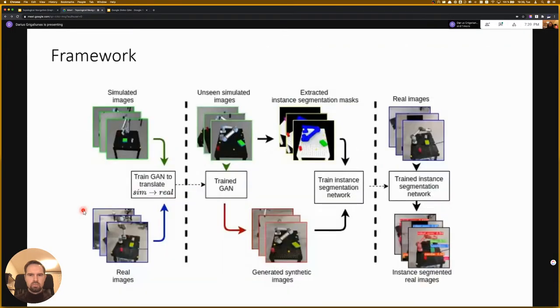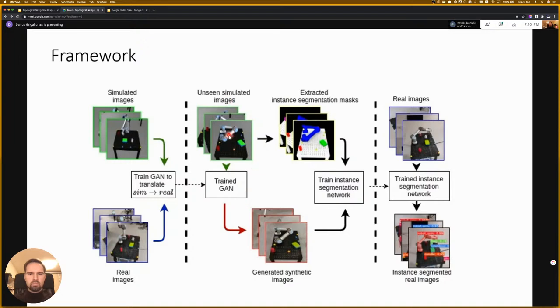And these unsupervised GANs allow us to make this framework where we can change simulated images to look more realistic, and this can be done in three steps. Basically, first we provide some simulated images and some real images to the GAN and train it to change simulated images to real images, and after the training we can provide more and different simulated images, and it will make them look more realistic.